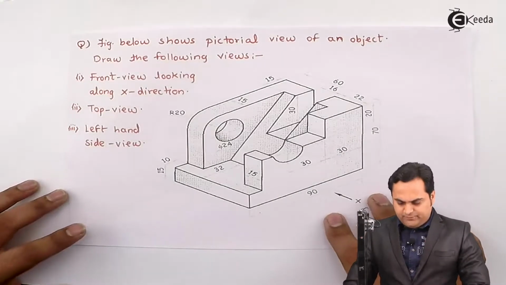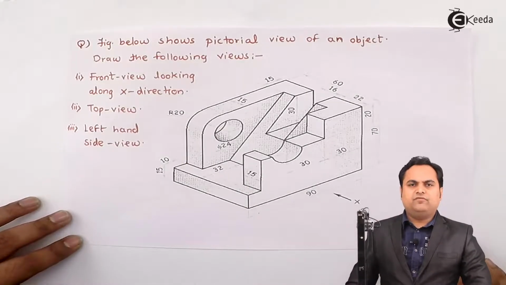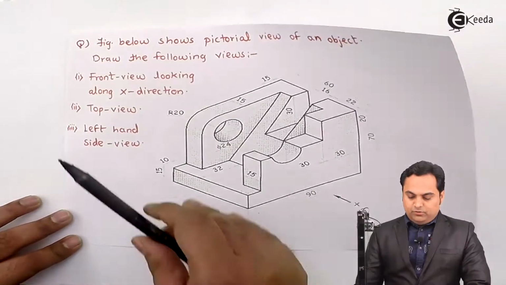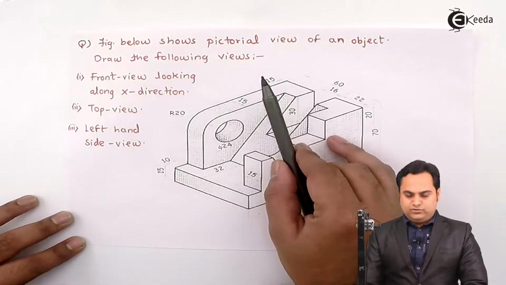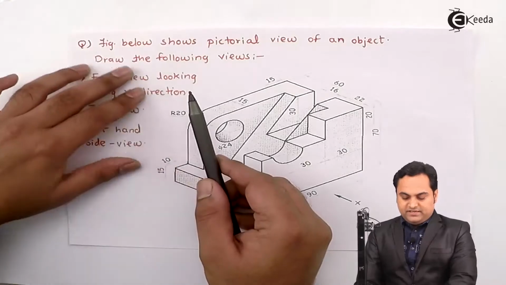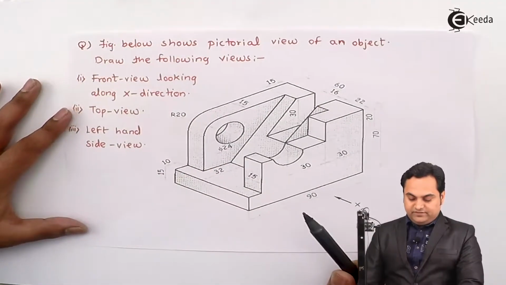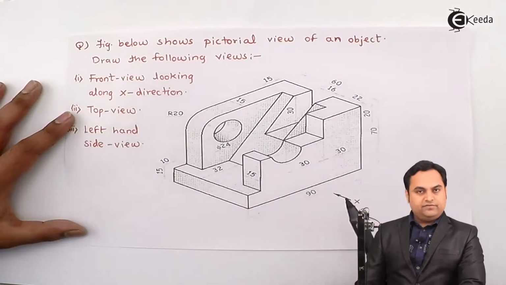In this video, we'll see a problem on orthographic projections. For that, here is a question. Figure below shows pictorial view of an object. Draw the following views: front view looking along x direction, top view and left hand side view. So this is the question in front of us.